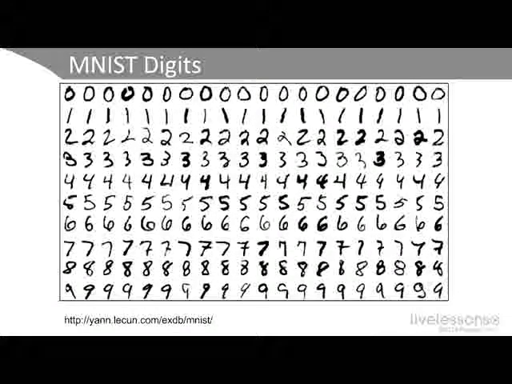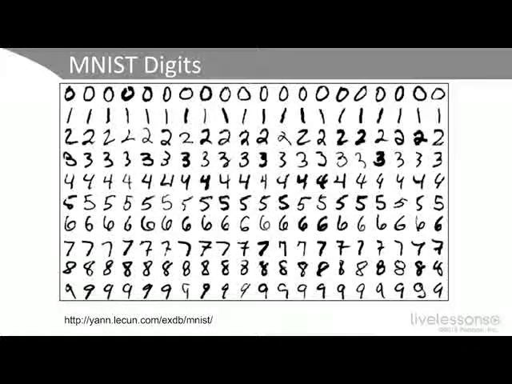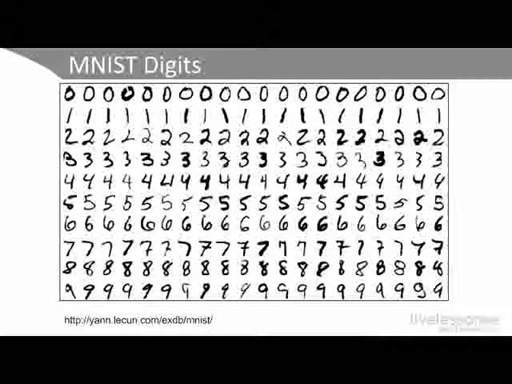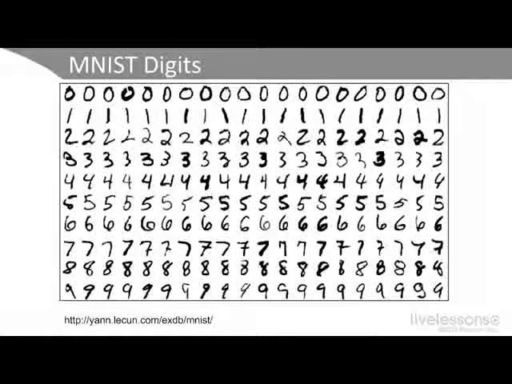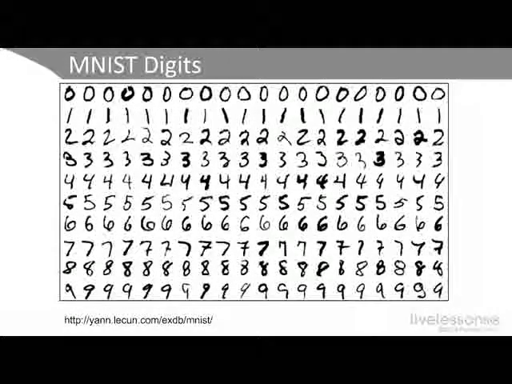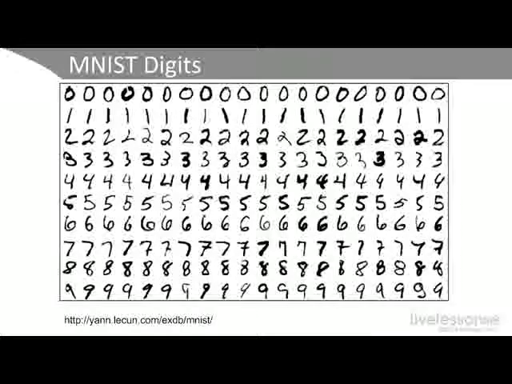These are equal samples of each of the digits 0 through 9, and these digits were drawn by earnest US Census Bureau employees and high school students. They just hand wrote digits 0 through 9 until we had 60,000 training images and 10,000 test images. As we've already covered, those are black and white images. The only color dimension or darkness dimension is the darkness of each pixel, and we have 28 by 28 pixel images for a total of 784 pixels on each image.